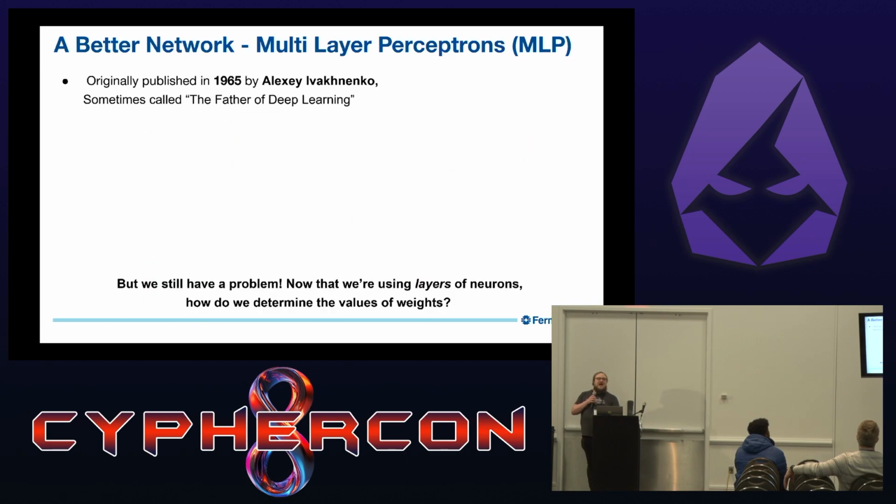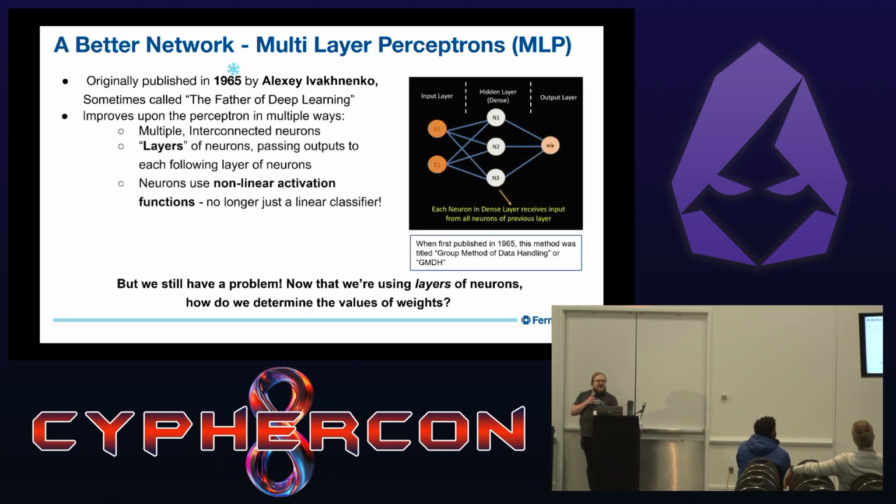But the perceptron obviously has some issues like we talked about. It's only linearly separable. It's only binary true or false. It has a lot of limitations here. So a better network was discovered called the multi-layer perceptron in 1965 by Alexey Ivakhnenko. I pronounce these terribly. I'm sorry.